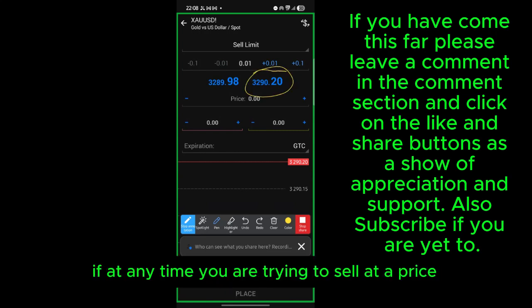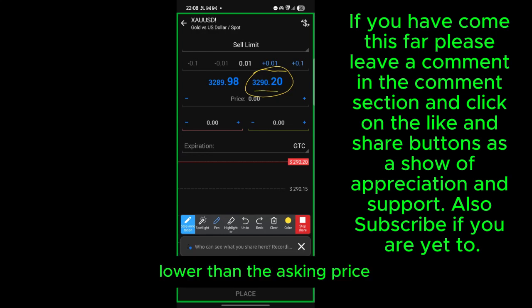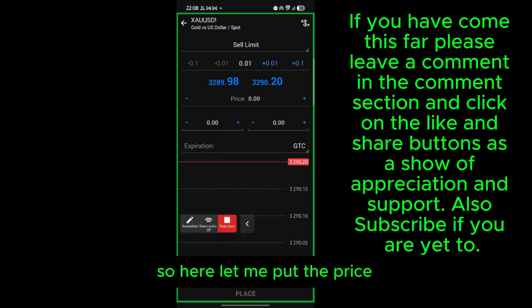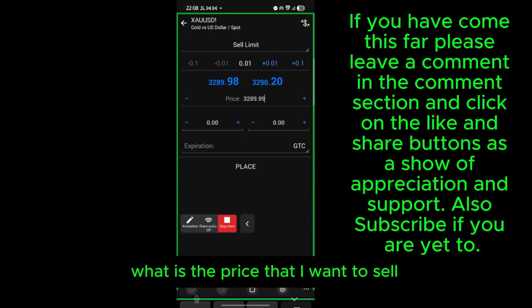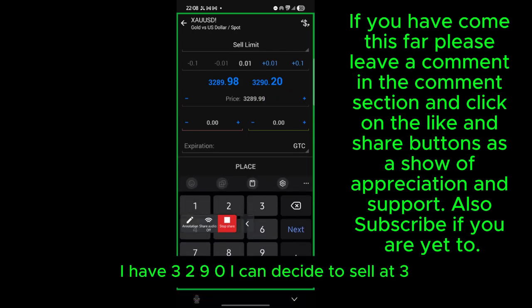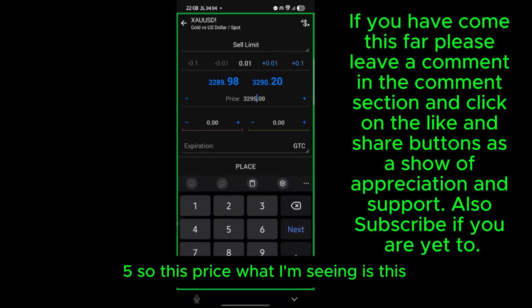If at any time you are trying to sell at a price lower than the asking price, it will tell you wrong entry. It will not take you in. So I want to sell at a price higher. Sell high. So here, let me put the price. What is the price that I want to sell? I have 3290. I can decide to sell at 3295. What I'm simply saying is this.